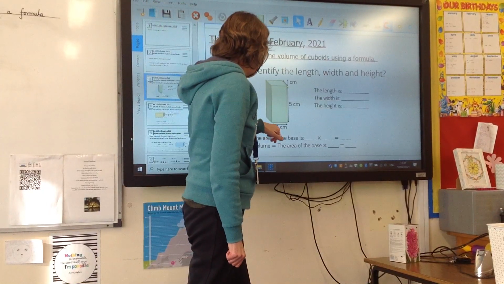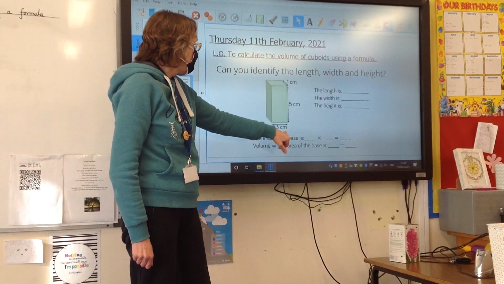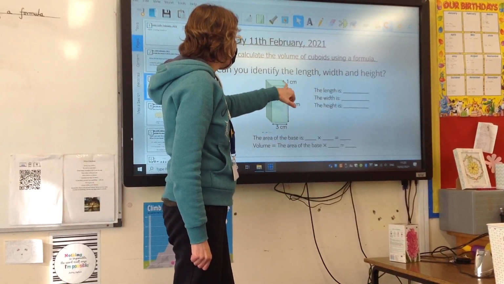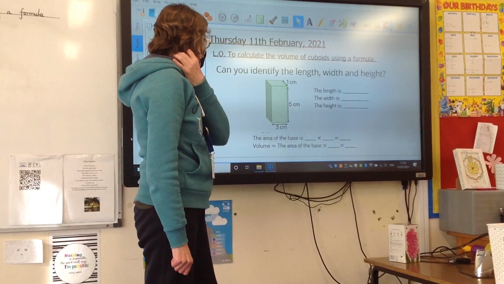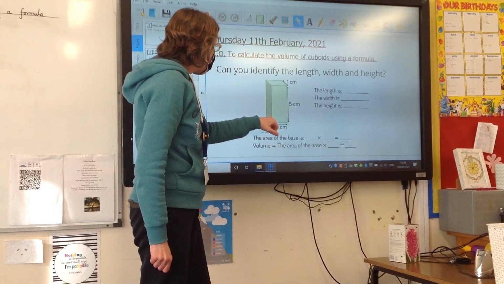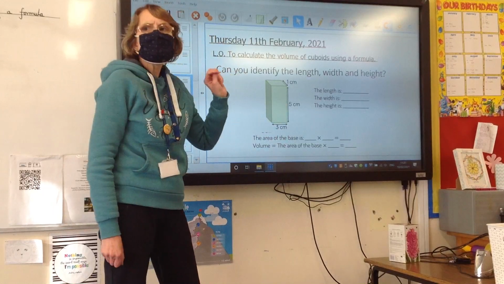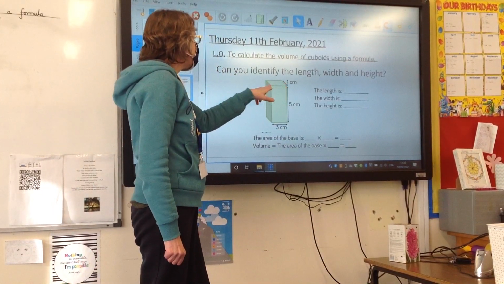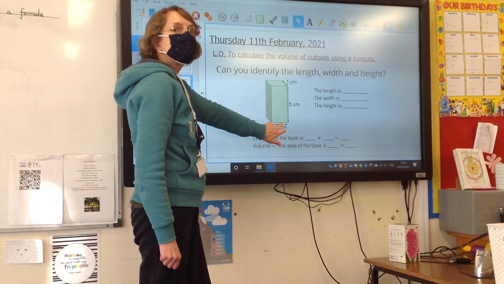So the length is, everybody? 3 centimetres. The width is 1 centimetre. The height is 5 centimetres. Good. Then it tells you to calculate the area of the base. Now, that's what it means by the base, the bit it's all sitting on. However, it's much easier for you to see if you look at that bit, even though that's the top. Obviously, what you can see there is also under there.